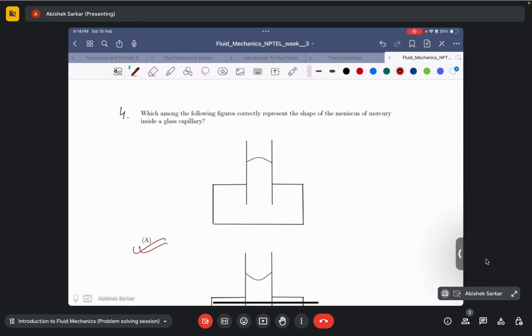But if a scenario arises where there is an element in which the adhesive forces between the mercury and that particular element are stronger than the cohesive forces between the mercury molecules, in that case the meniscus would be of a different shape. That's why it is told that the capillary rise also depends on the material of the capillary tube as well. I hope it's clear. Now let's go to the next question.